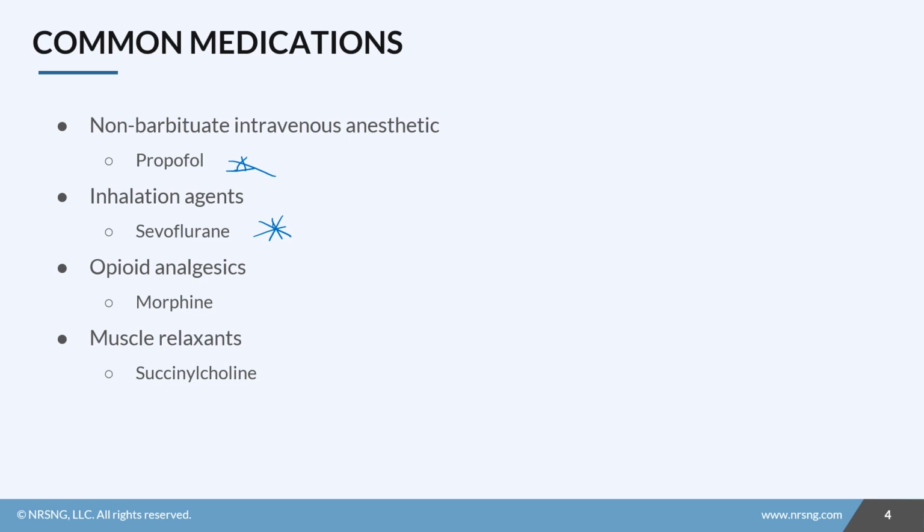So, moving on, some opioids are often used for the pain component of surgery. Medications like morphine and fentanyl. And if a muscle relaxant is used, succinylcholine, or they call it SUX for short, is a common one.